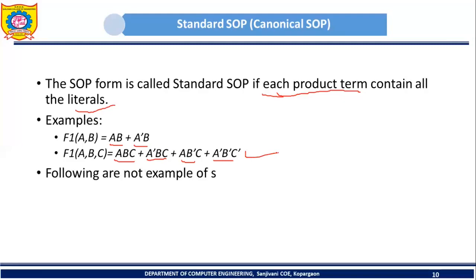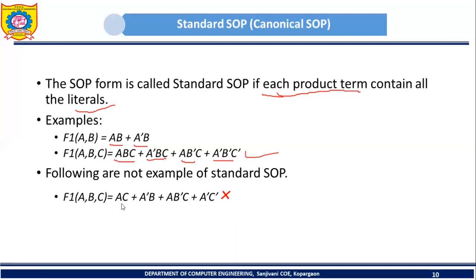Now the following functions are not examples of standard SOP. See this function, f1 of ABC is equal to AC plus A prime B plus A B prime C plus A prime C prime. Whether this function is in standard SOP? No, it is not in standard SOP. It is in SOP form, but it is not standard SOP. So why is it not standard SOP?